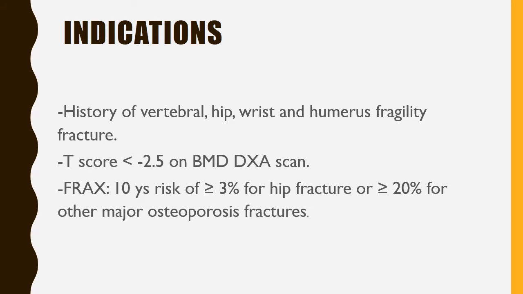History of vertebral or hip or wrist and humerus. Look for the sites: vertebral, hip, wrist and humerus fragility fracture. T-score less than minus 2.5 on DEXA, and the FRAX 10-year risk of more than or equal 3% for hip fracture, or 20% or more for other major osteoporotic fracture, but the hip equal or more than 3%. Look for the discrepancy of these figures: 3% for the hip, 20% for other major osteoporotic fracture. Hence the importance of the hip fracture.